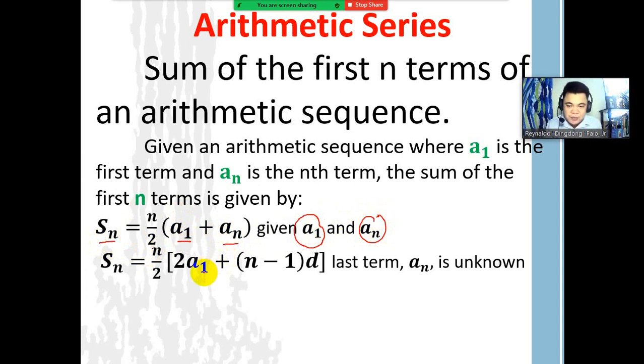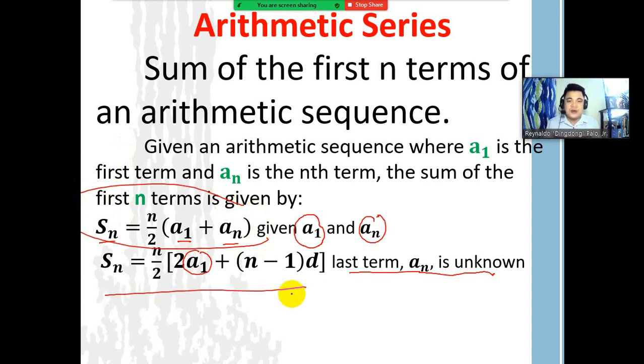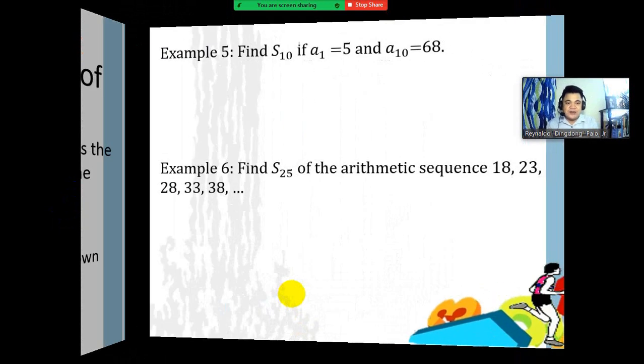How about the other formula, teacher? In the other formula, if your last term a sub n is unknown and you only have a sub 1, that's the time that you will use this. Okay? So s sub n is equal to n over 2 times the quantity 2a sub 1 plus the quantity n minus 1 times d. Alright? So know the difference between the two. Again, if the first and last terms are given, you will be using the first formula. But if the last term is not given and you only have a sub 1, you can use the second formula. That's it. Now, let's have the following examples.